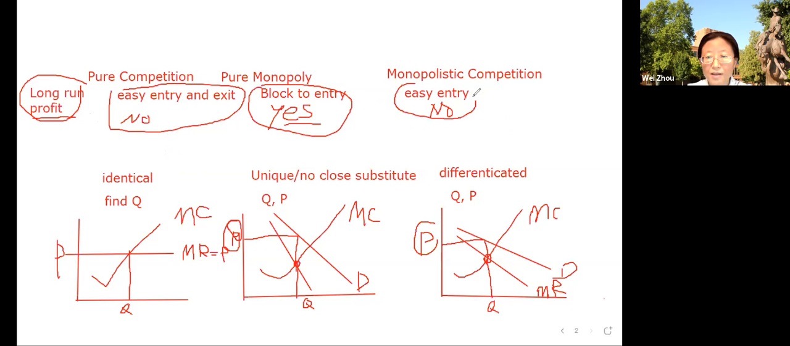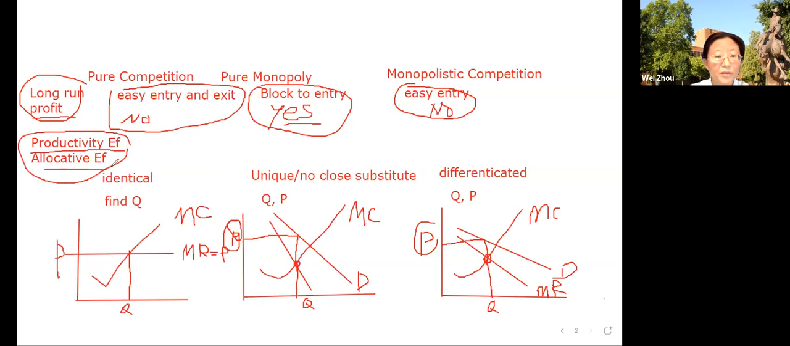Okay. Next one we're going to talk about is productive efficiency and allocative efficiency. I'm going to use short forms because there's no place to put all this. So what this tells me is, does pure competition reach productive efficiency or allocative efficiency?